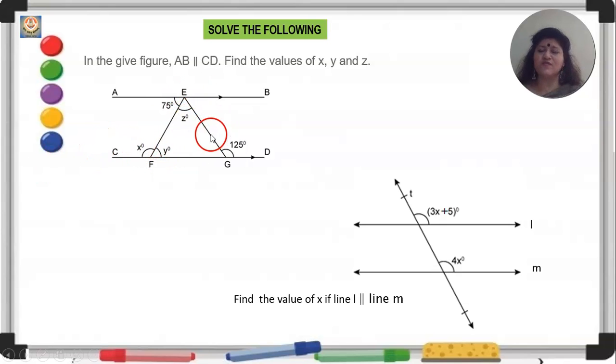There are different ways of solving this. So please find the value of x, y, and z. Here the two lines are parallel, so they become corresponding angles, and you have learned that corresponding angles are equal. So equate them, 3x plus 5 equals 4x. From that you get the value of x.